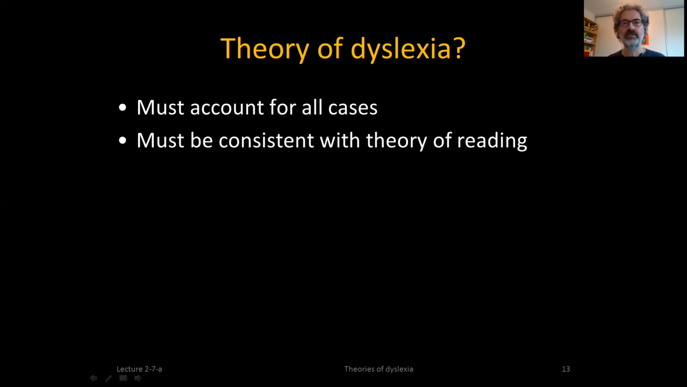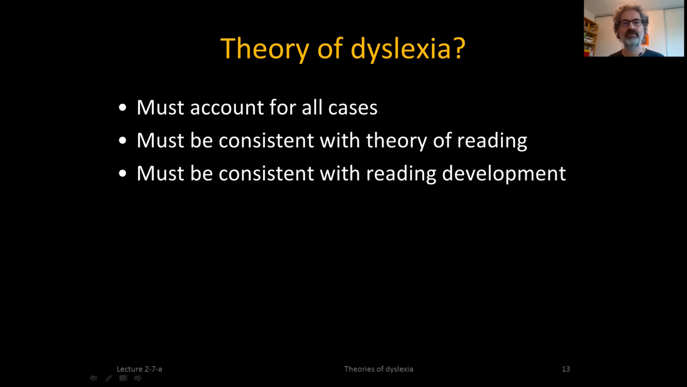A theory of dyslexia must be consistent with a theory of reading. So our understanding of how skilled reading works should be consistent with our ideas of what is wrong when someone is not a skilled reader. These two must fit together. And this is very important. And it's actually quite constraining because we are increasingly better understanding skilled reading.